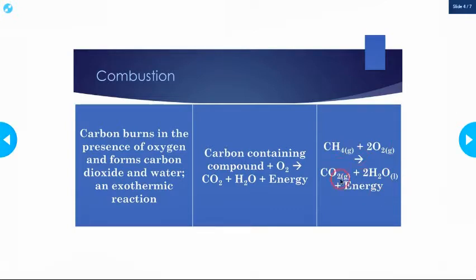So all of the compounds in a combustion reaction are gases. We always form carbon dioxide and water.